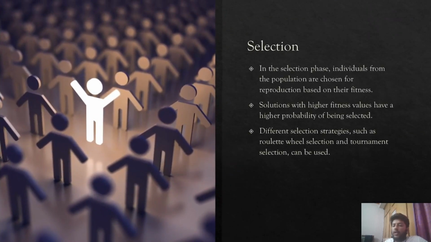Coming to the selection, in the selection phase, individuals from the population are chosen for reproduction based on their fitness, and then solutions with higher fitness values have a higher probability of being selected. Also, different selection strategies such as roulette wheel selection and tournament selection can be used.